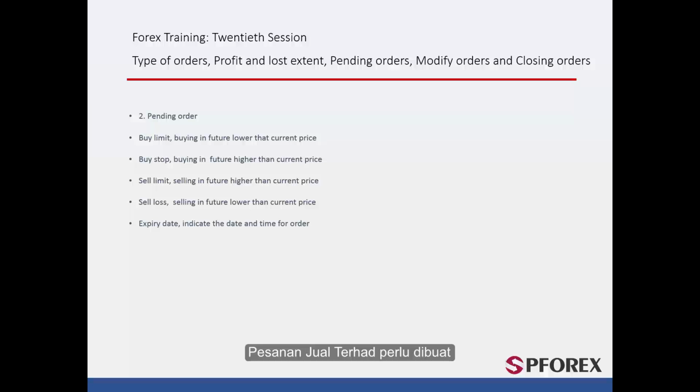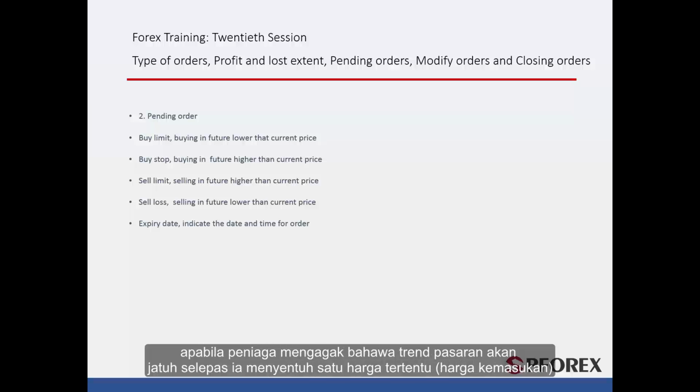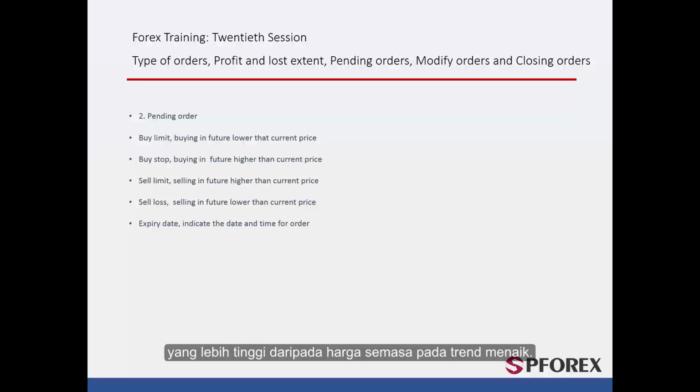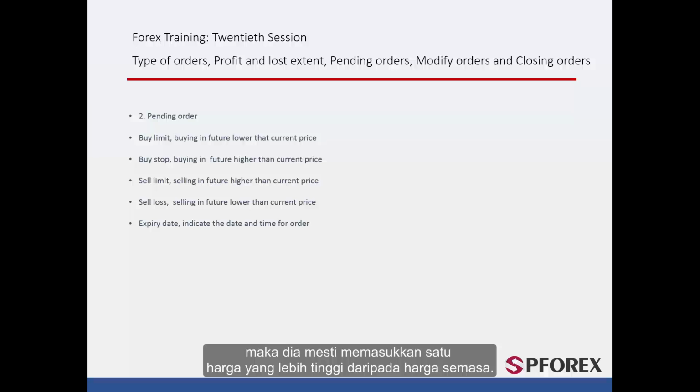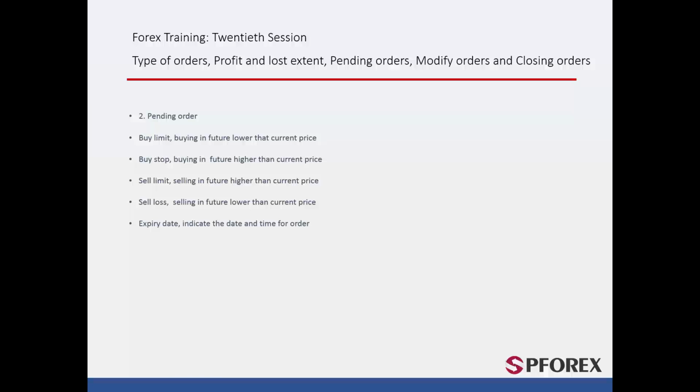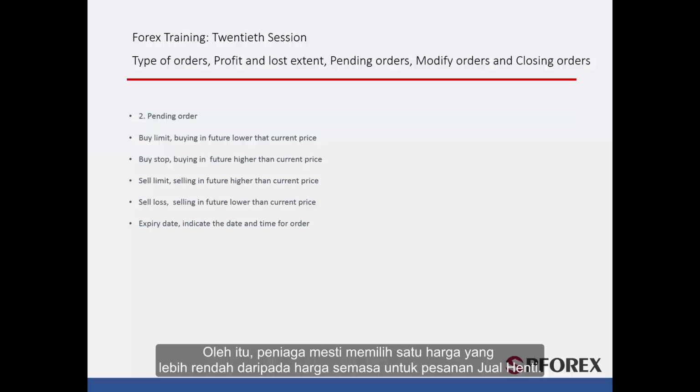A sell limit should be placed when a trader speculates that the market trend will fall after it touches a certain price, the entry price, higher than the current price on an upward trend. A trader can order a sell limit at that price, so he or she must enter a price higher than the current price. Sell stop orders are placed whenever further price reduction is anticipated by a trader after the market price meets a certain lower price rather than the current price. Hence, a trader must select a lower price than the current price for a sell stop order.